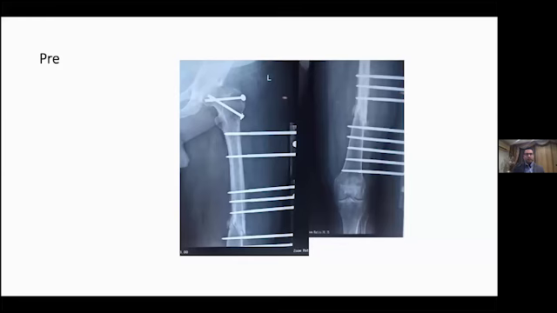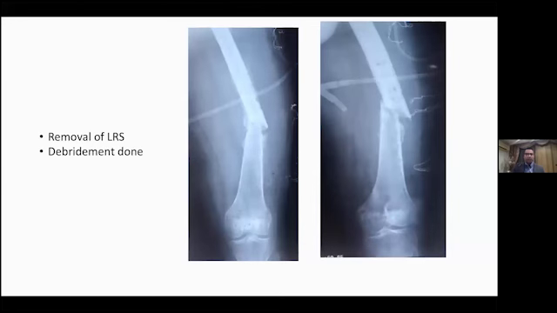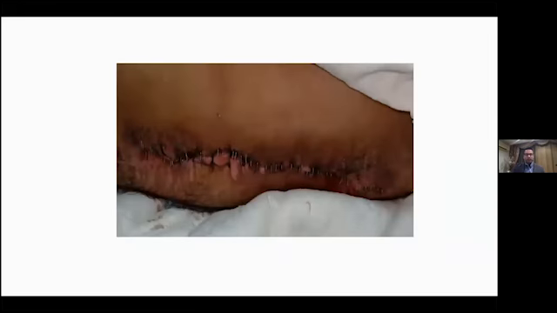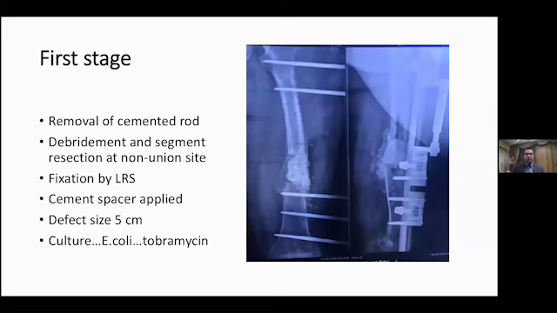Previously, the patient had a session of debridement, which included the removal of the hardware and fixation by LRS fixator, which was followed by another session of debridement and removal of the LRS, which was followed by a third session of debridement and replacement of the intramedullary cemented rod. This is a skin condition and a clinical photo of the patient. So the patient underwent a two-staged operation.